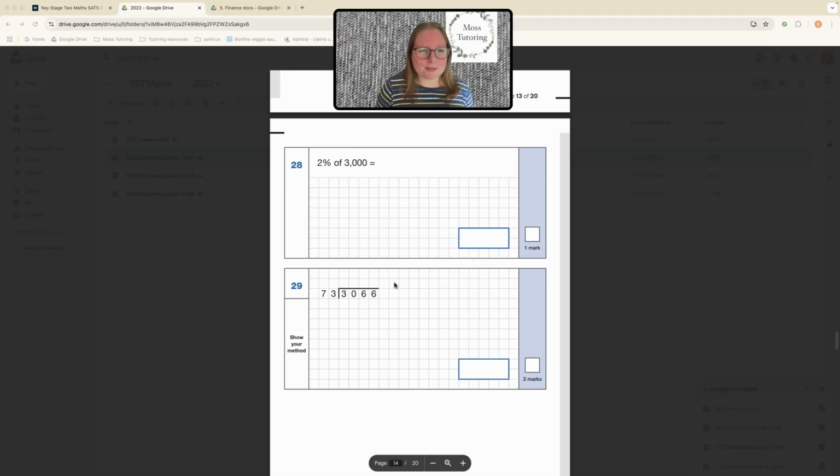Because it says 2% of 3,000, I would maybe find 1%, which means that we're dividing this number by 100. And then I would times that answer by 2 to get 2%. So 1%, we're going to divide this number by 100, would be 30. So 2%, sorry if my percentage sounds a bit odd today. I'm going to times 30 by 2 to get to 60. So 2% of 3,000 would be 60. Well done if that's the answer that you got.